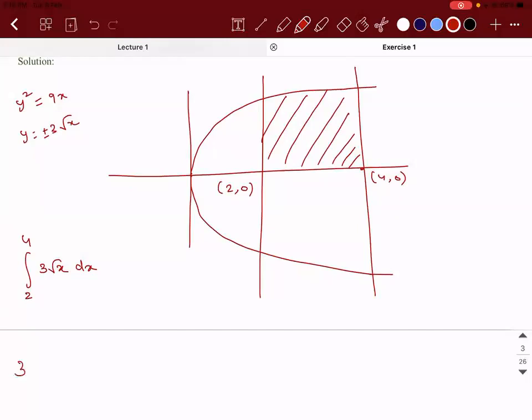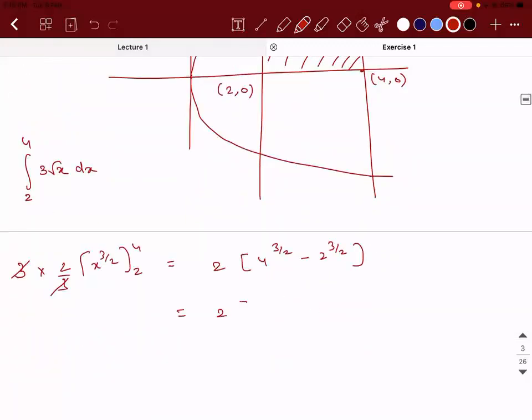Now 3 into integral will be 2 by 3 into x power 3 by 2 between the points 2 to 4. So 3 and 3 will get cancelled. So 2 into 4 power 3 by 2 minus 2 power 3 by 2. So this will be 2 into 4 power 3 by 2 is 8. 8 minus root 2 the whole cube square units. This will be the required answer.